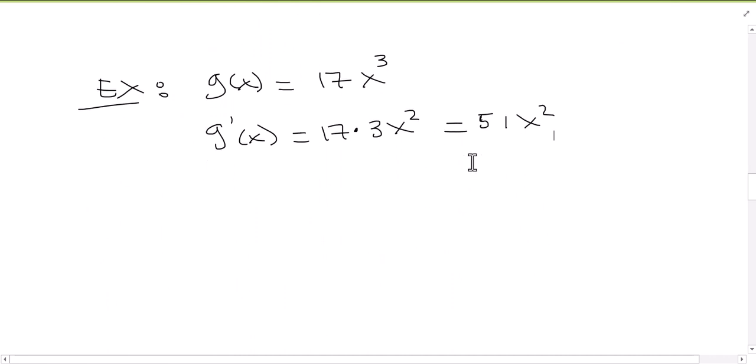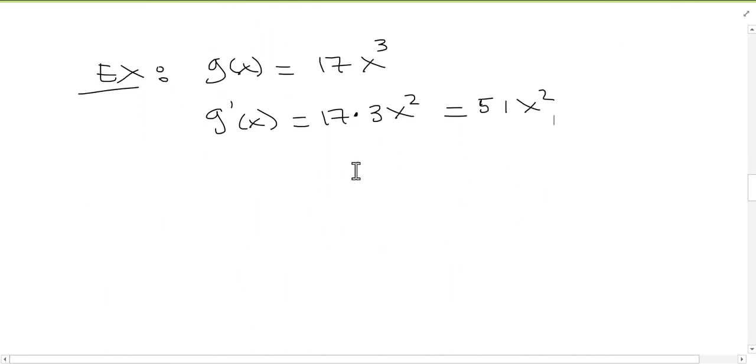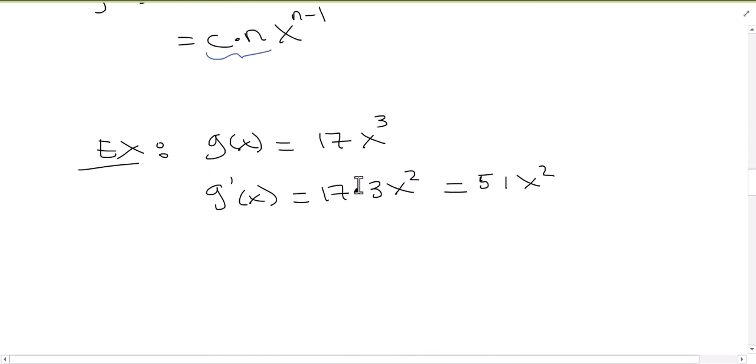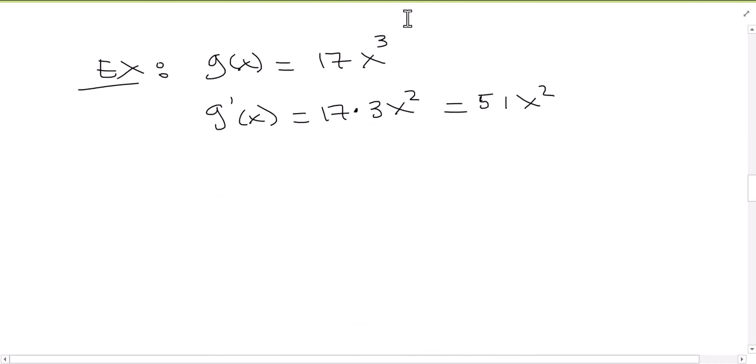Now what about our other rules of derivatives? Now that we have this shortcut of the general power rule, we can do a lot more. The other rules of derivatives are the sum and the difference.